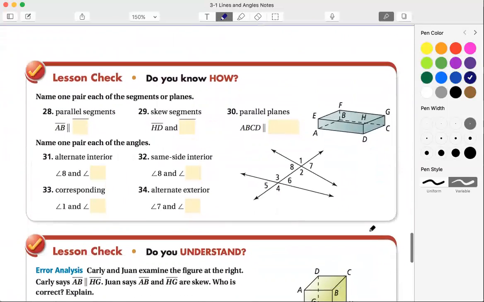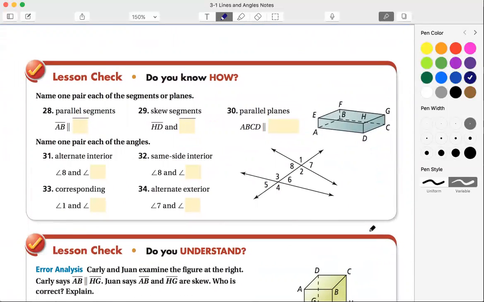All right. So let's name one pair each of the segments or planes. Number 28: what would be a parallel segment? AB is parallel to the obvious one, EF. Skew segments: HD and BC are skew. The bottom plane A, B, C, D and the top plane E, F, G, H would be parallel planes.